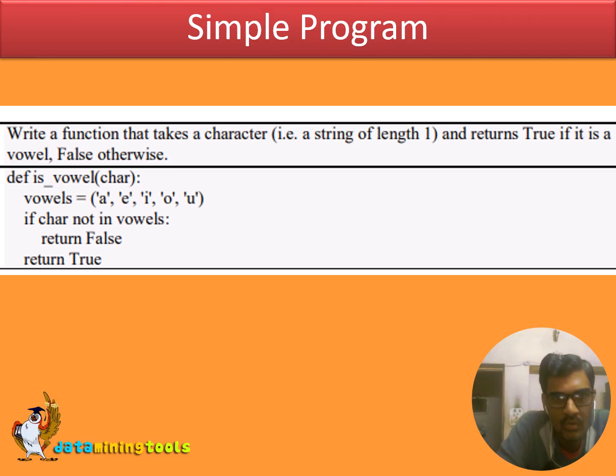So here you deal with functions. First you write def is_vowel, bracket char. What it means is def is a definition, is_vowel is the function, and it accepts a character. Next you have a variable called vowels. What vowels is going to do is it's going to take a, e, i, o, u. Then you write your if condition where you check whether the inputted character which is sent is in the vowels or not. If it is not in a, e, i, o, u, it's going to return false, but if it is in a, e, i, o, u, it's going to return true.